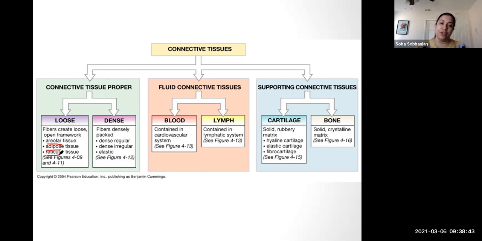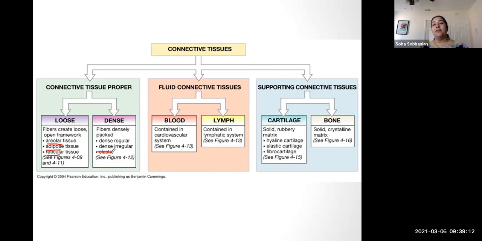Dense connective tissue are either dense regular or dense irregular. I don't talk about the elastic with you guys. So dense regular simply means, are these protein fibers moving in one direction? Are these beautifully organized? Then they're regular. If they're kind of chaotic and they're perpendicular to each other, they're all over the place, then they are identified as dense irregular.